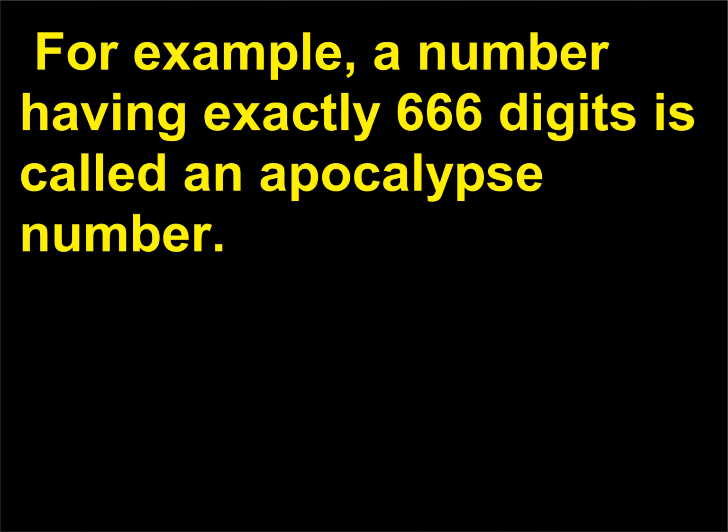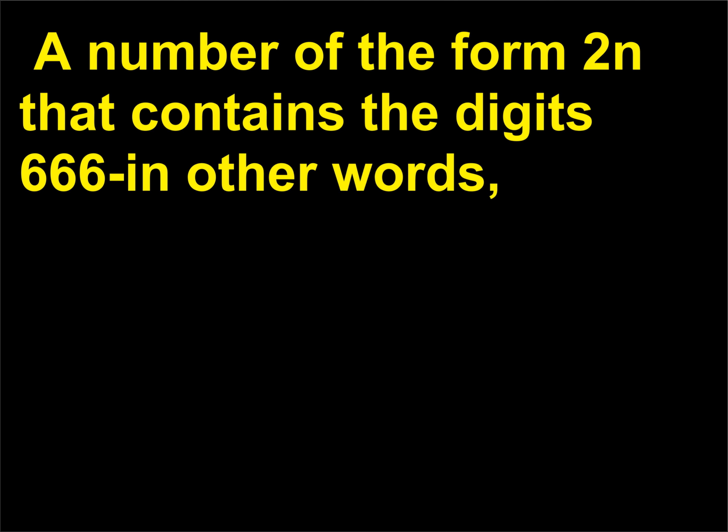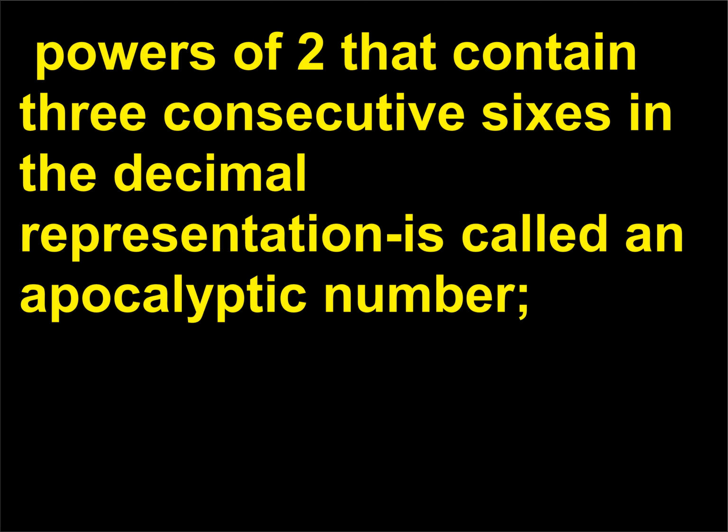For example, a number having exactly 666 digits is called an apocalypse number. A number of the form 2^n that contains the digit 666, in other words. Powers of 2 that contain 3 consecutive 6s in the decimal representation is called an apocalyptic number.